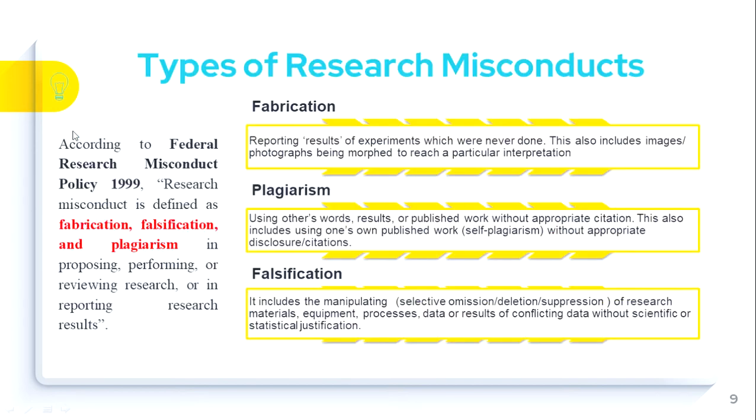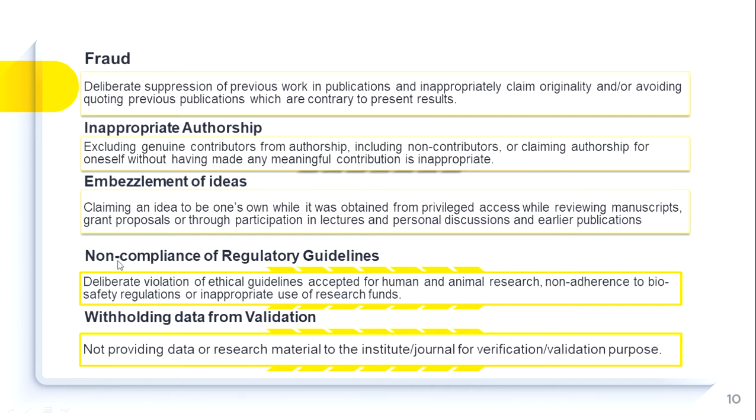Besides these three, there are others also. Some of the other research misconduct, such as fraud. It means deliberate suppression of previous work in publication and inappropriate claim of originality, or avoiding quoting previous publications which are contrary to your present results.